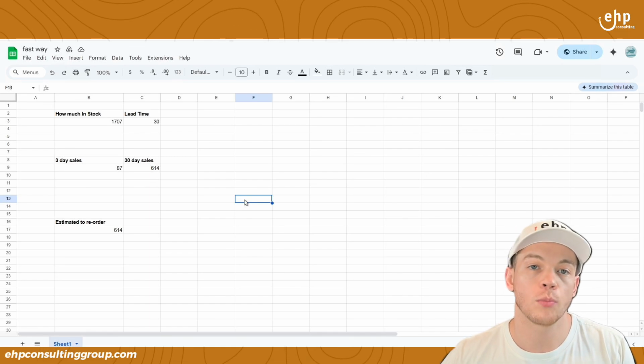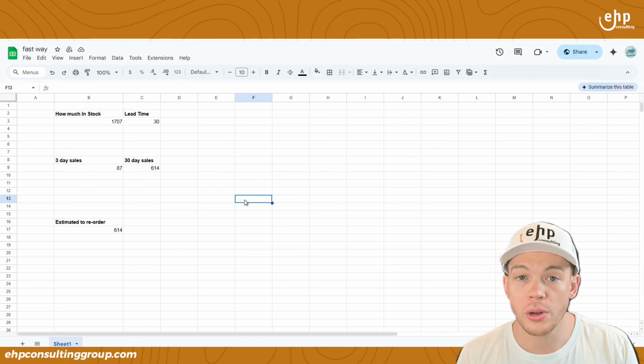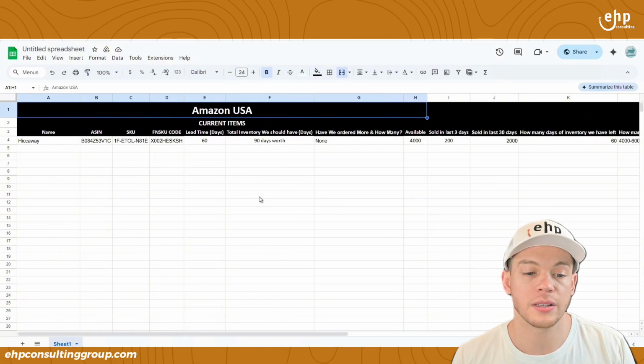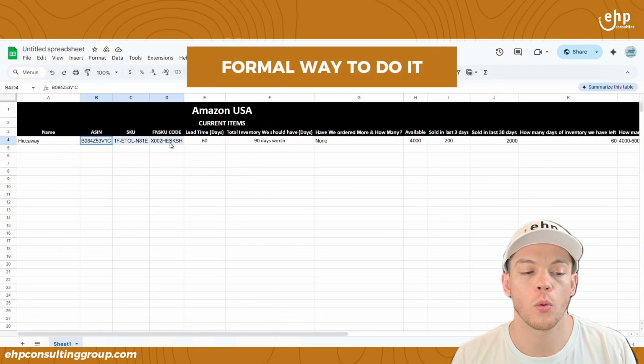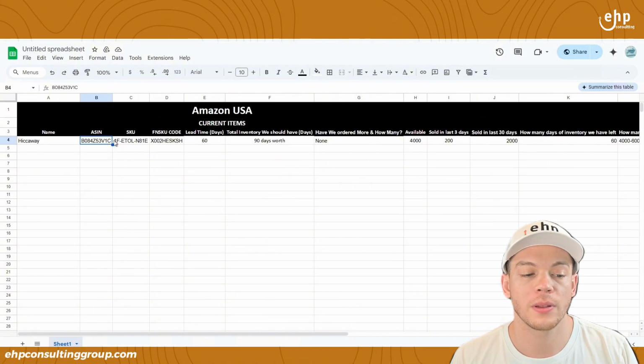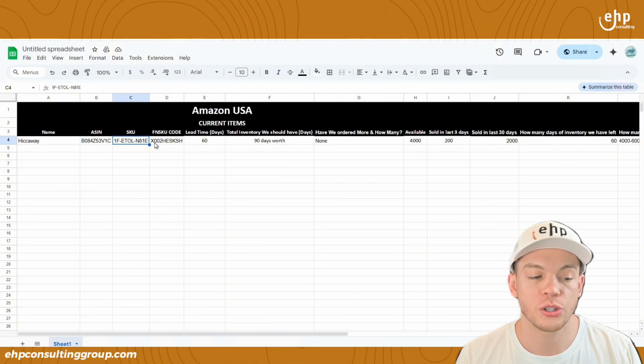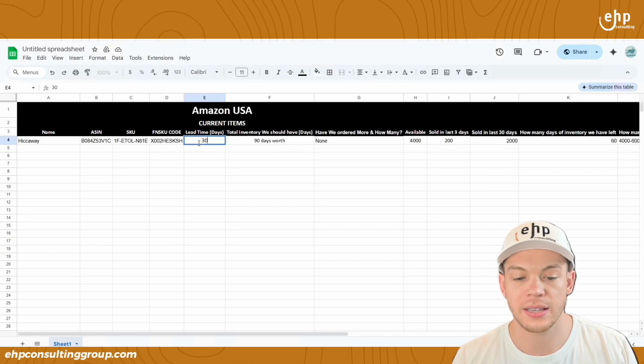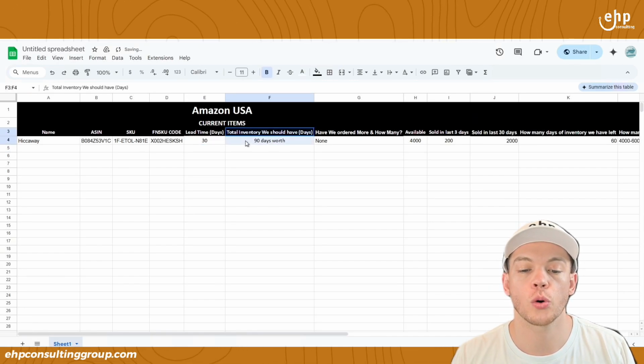Now, if you want something that's more formal and that your employees could do, or you could hire somebody to do, or what our company does, we have some type of a formal way. So we're going to have the ASIN, we're going to put the ASIN in here, we're going to put the SKU in, we're going to put the lead time in. Let's just say it's 30 days again. How much inventory we should have.